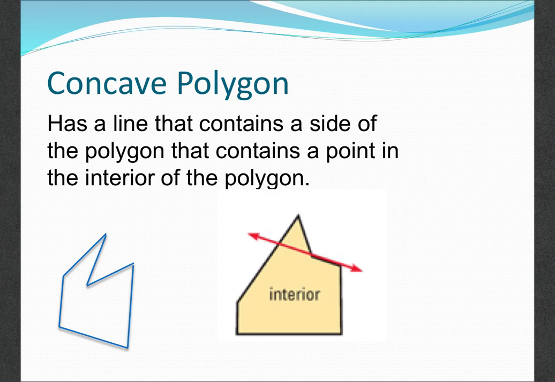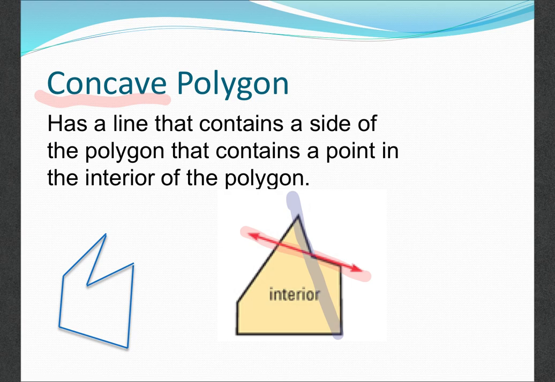Opposite of that is called a concave polygon. A concave polygon has a line that contains a side of the polygon that contains a point in the interior. If I extend a side of the polygon and that extension crosses into the interior of the polygon, it is concave. So if you look at the one on the right first, this segment itself, as you extend it, it goes into the interior. Same thing would happen with that segment. So if it happens with any of the segments, it's concave.